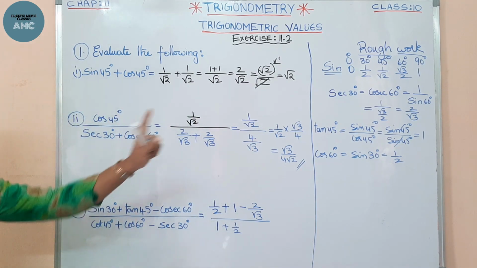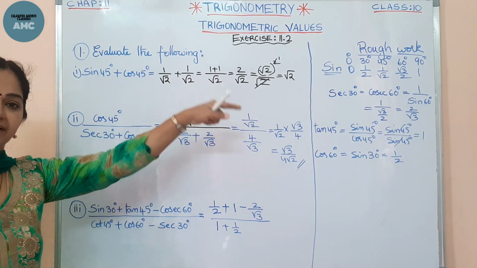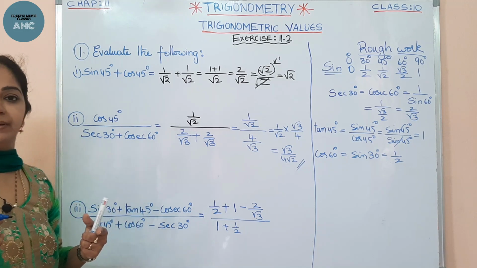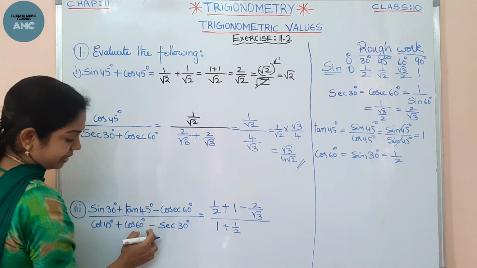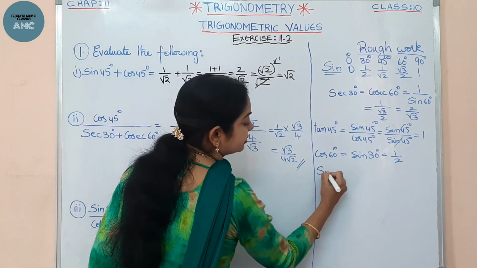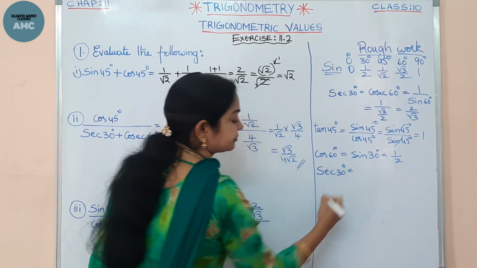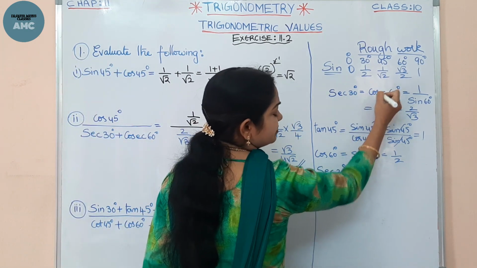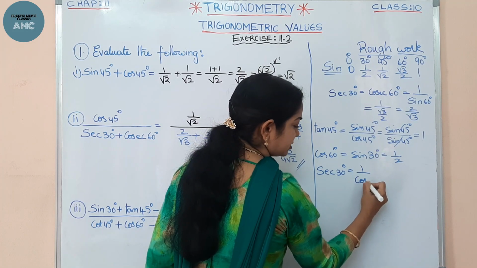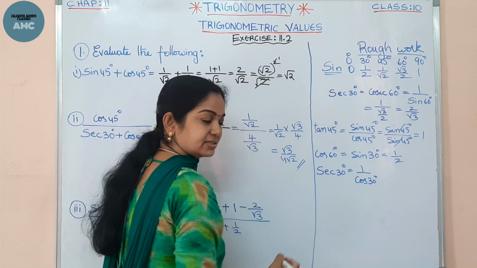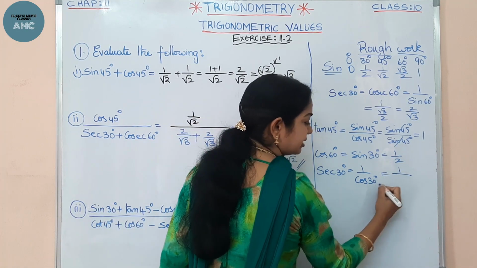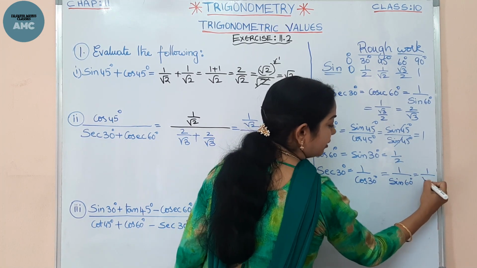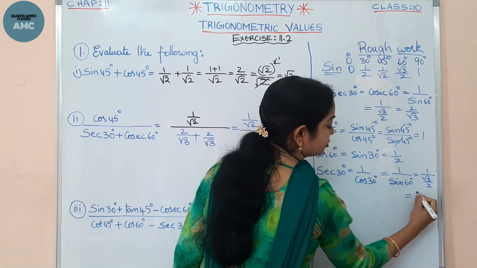So what am I doing here? Bringing all the functions into the sine function because I only remember sine functions. That is one method, or else you can do another method, that is jotting down the tabular column so that you can substitute the values. Now minus secant 30 degrees. Secant is the multiplicative inverse, right? 1 by cos 30 degrees. Cos 30 degrees is sine 60 degrees. So that means 1 upon root 3 by 2, that comes to 2 by root 3.